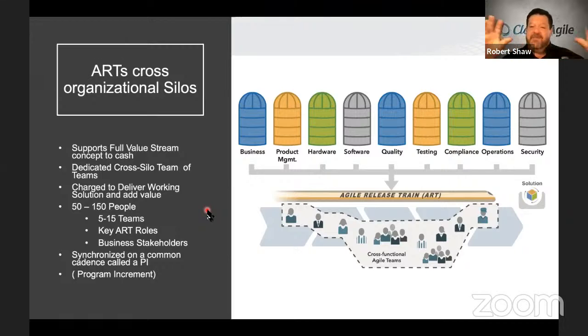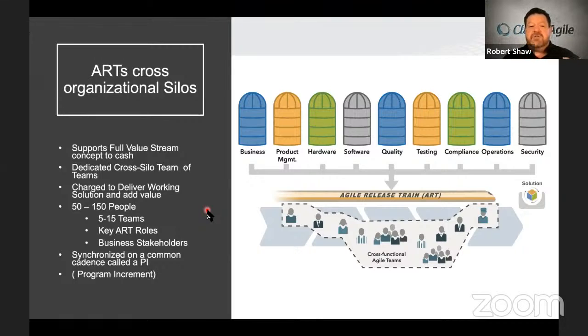So we take that same cross-functional team concept and say, nope, you're now a cross-functional train. Now, typically, it's 50 to 100 people on a train. So it's not just one or two teams. We're talking teams of teams and those that are needed to support it. So we usually see anywhere between 5 to 15 teams.